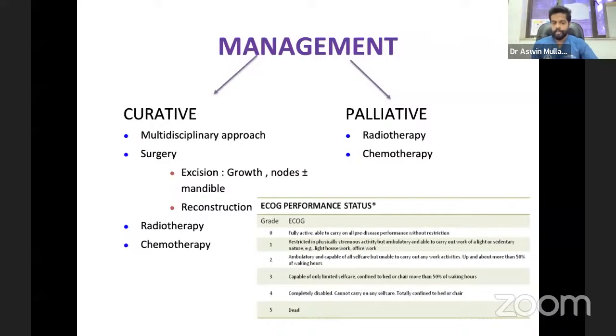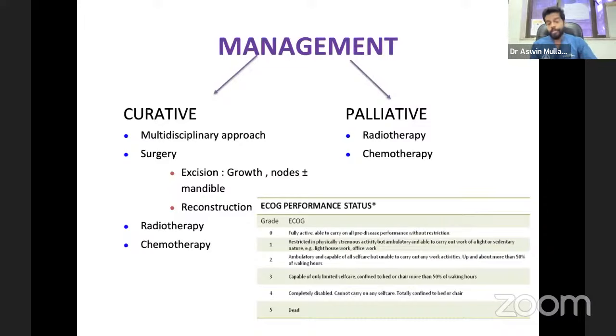Again, grade 1, restricted in physically strenuous activities. He is able to carry out all his activities other than hard strenuous things. Because what will be the limiting factor? Mostly the pain from the tumor. In such conditions, the patient is categorized as ECOG 1. Then 2, the patient will be ambulatory. He'll be taking care of all his self-care activities and he'll be up for more than 50% of waking hours.